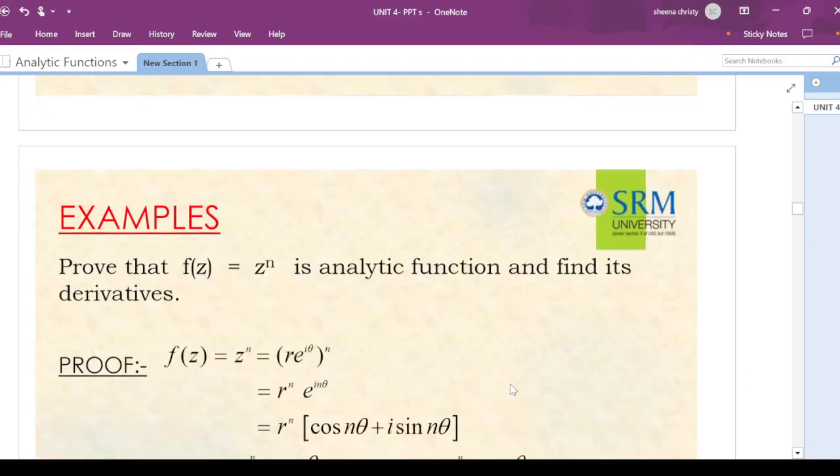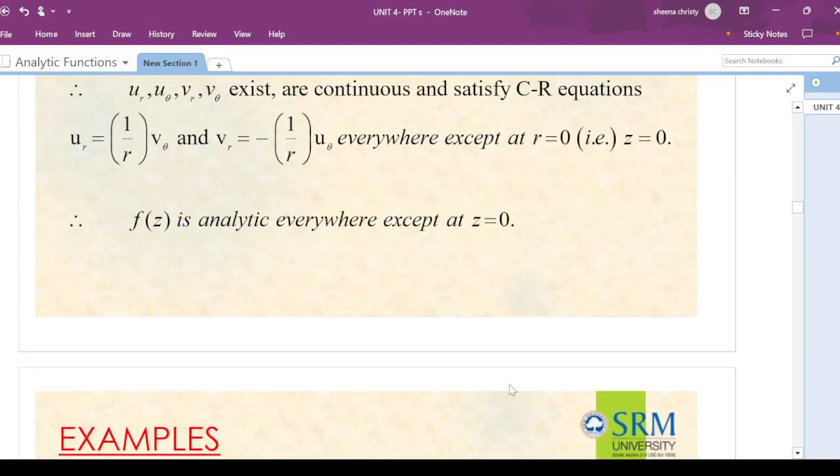Now, in the second problem, we have seen that f of z equal to log z is analytic everywhere except at z equal to 0. Why? If you put r equal to 0 here, it does not give a valid answer. So we are excluding this value, r as 0.